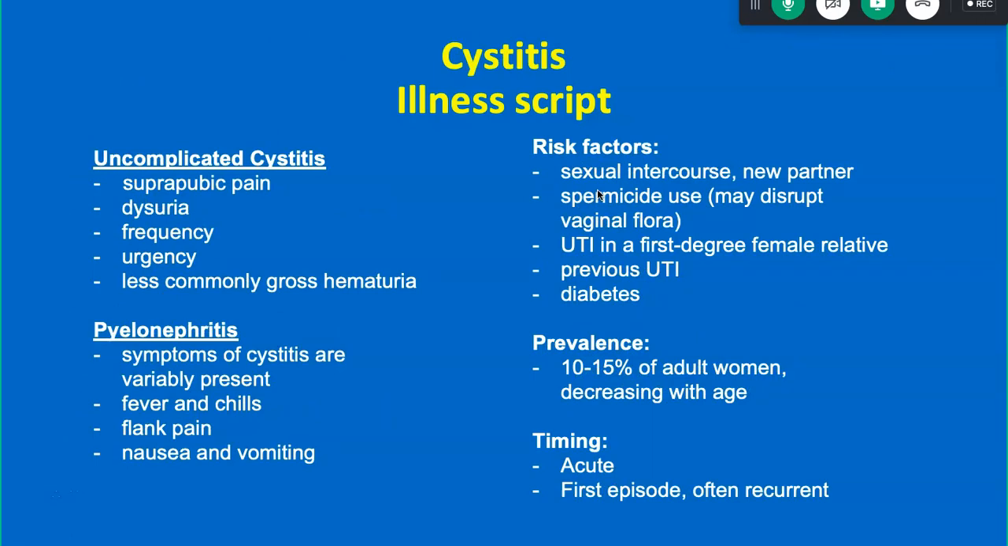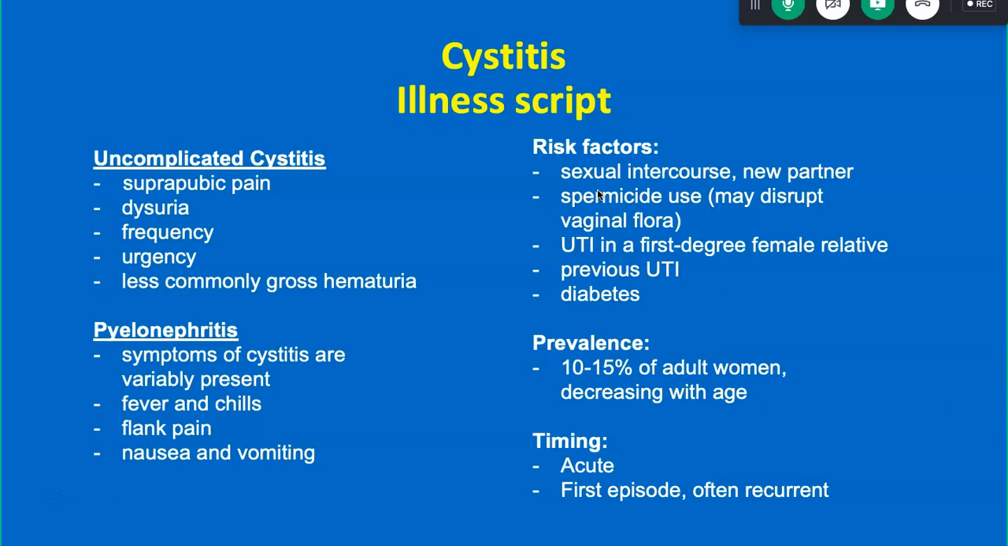Next is cystitis. So this is infection of your bladder. You can have uncomplicated cystitis, meaning that it has not reached your kidneys. These patients will have suprapubic pain, dysuria, frequency, urgency. Less commonly, but still possible, is gross hematuria.